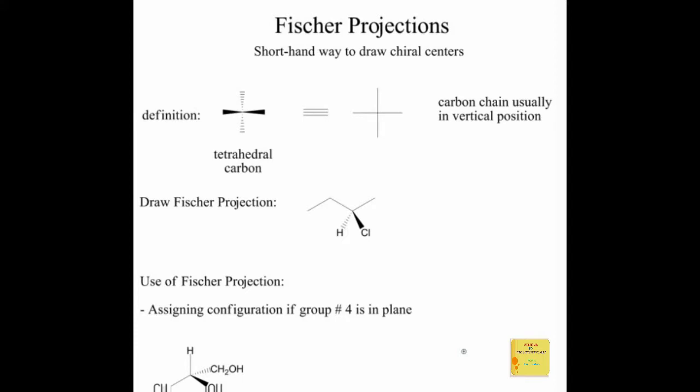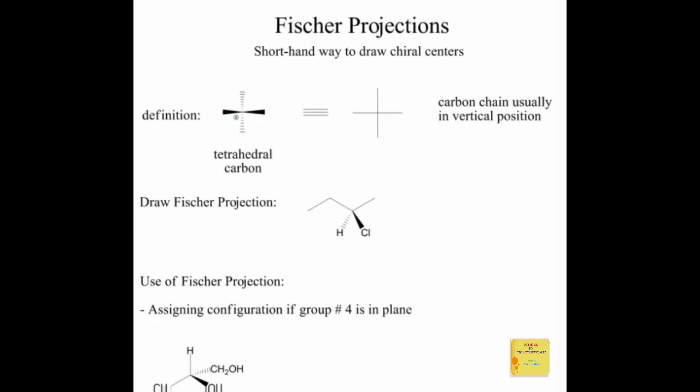Now I'd like to talk about a shorthand notation we can use to draw chiral centers. These are known as Fischer projections. And here's the definition of a Fischer projection. What we're going to do is view a tetrahedral carbon from a very unique perspective. Usually we draw tetrahedral carbons in such a way that two bonds are in the plane, so it's easy to draw, and one is a wedge and one is a dash. That's usually how we do our drawings.